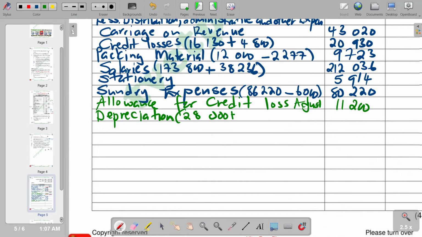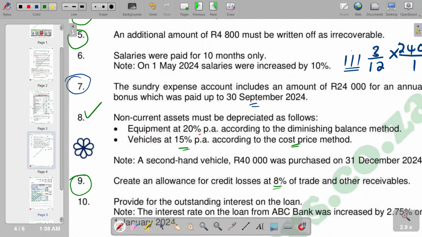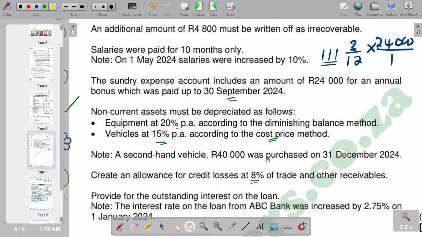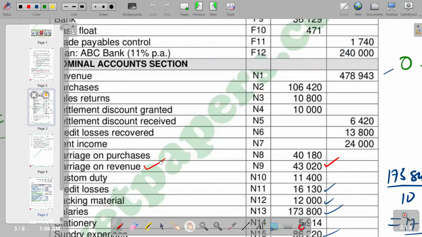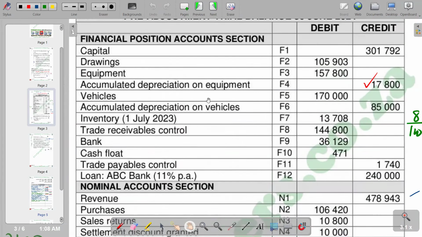And of course we have to add the one for vehicles. So for vehicles, 15% per annum according to the cost price method. But then we are being told that there was a second-hand vehicle, 40,000 rands, which was purchased on 31 December 2024. So it means this 40,000 that was purchased during the year is inside the vehicles figure that we have, 170,000. So we have to calculate it separately and remove it from the 170,000 so that we are left with vehicles that stayed for the whole year.